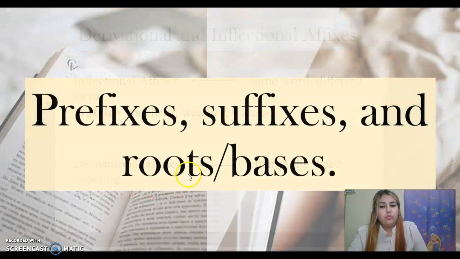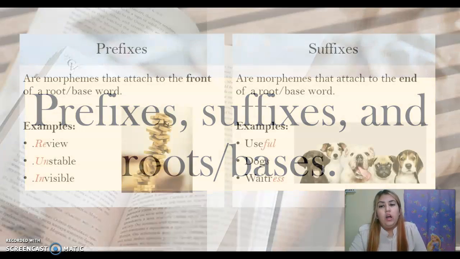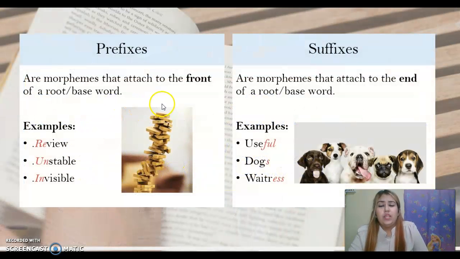Okay, now let's see more about prefixes, suffixes, and root or base words, okay? Well, prefixes are morphemes that attach to the front of a root word. For example, review, unstable, invisible. As you can see here, I have my base word or root word. Let me tell you that root and base are the same. You can call it whichever you prefer. And here it starts at the beginning, okay?